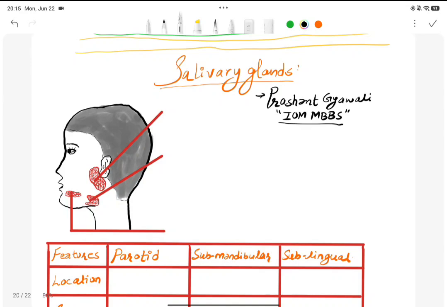Okay, we are going to discuss the salivary glands in today's lecture. Hello everyone, it's me Prasanth Devani, a first year MBBS student in Marsden Medical Campus, and I am going to tell you about the salivary glands.